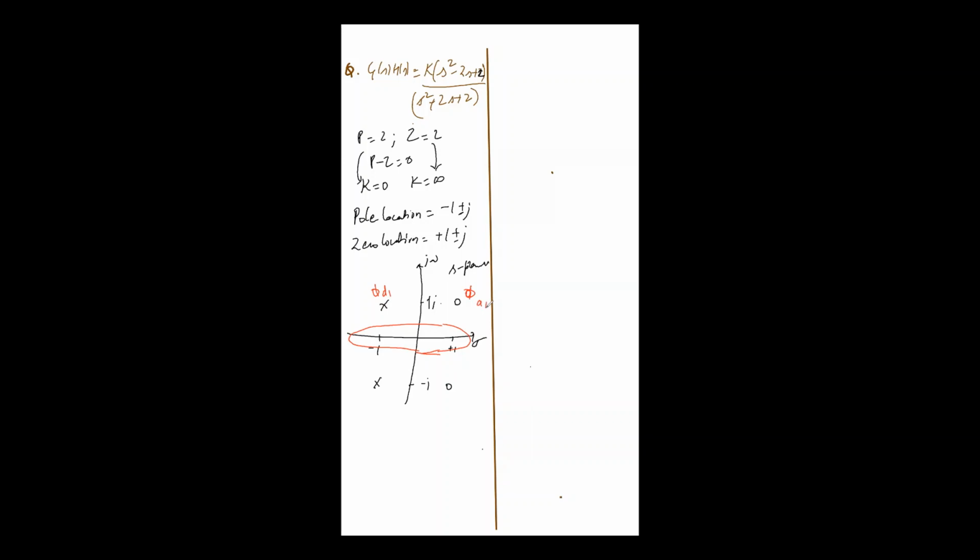So first we will calculate phi d1. What is phi d1? Phi d1 will be equal to, use the formula, 180 degree minus phi p plus phi z. Now you will calculate phi p. Phi p is the pole angle contributed by this. So this is phi p1. Phi p is equal to phi p1, that is equal to plus 90 degree. You can see this if you move from here to here, so this will be plus 90 degree. Now we have to calculate phi z.